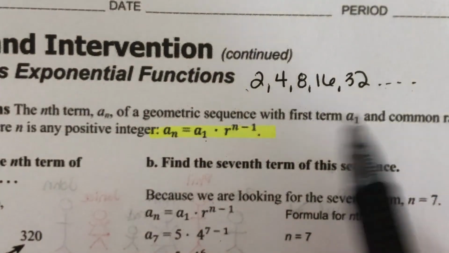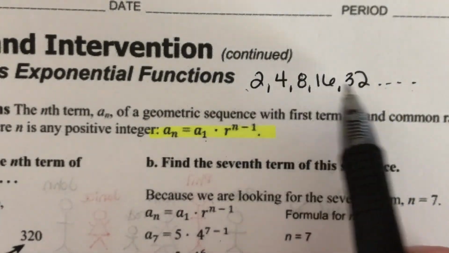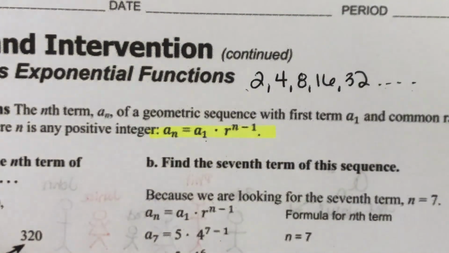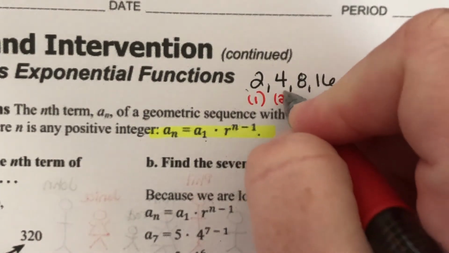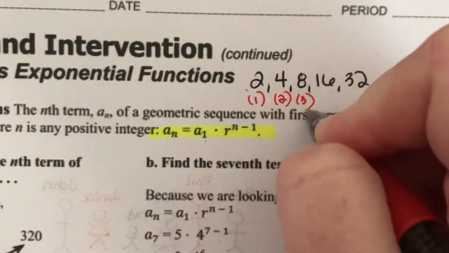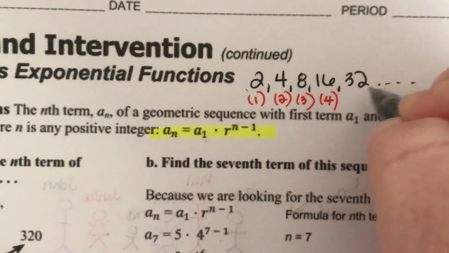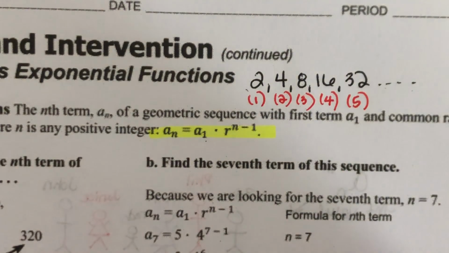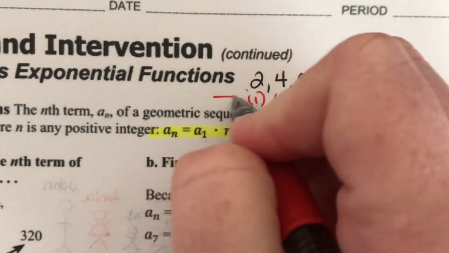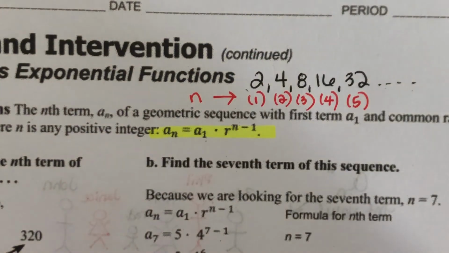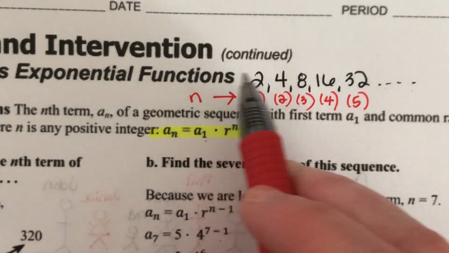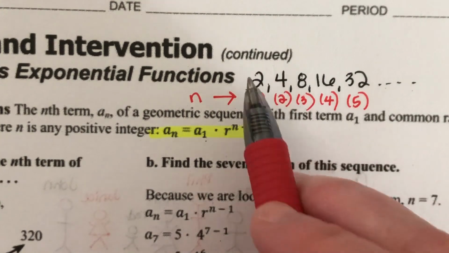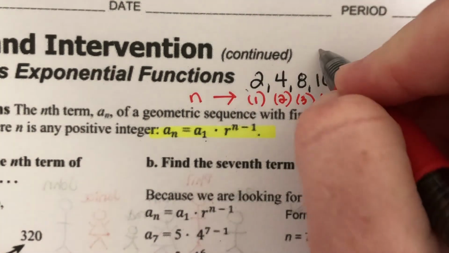So if I have a sequence of numbers here, each number holds a spot in line, right? So 2 is my first number in line. 4 is my second number in line. 8 is my third number in line. 16 is my fourth number. 32 is my fifth number. So the place in line each number is, that's n. So if I said, what's the third number in the sequence? When n is 3, the third number is 8. These values are a sub n.